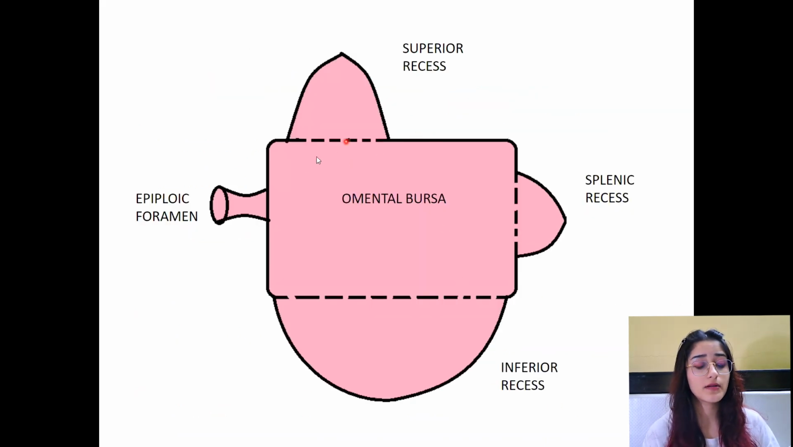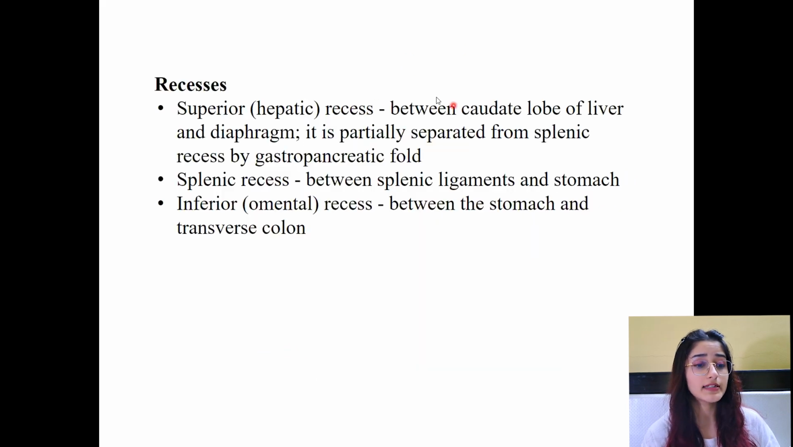Now this is the basic diagram to represent the lesser sac, and you can see it has these pouches or recesses. I told you that on the left side we had spleen and there is a splenic recess. On the superior side we have superior recess, an inferior recess, and epiploic foramen through which it communicates with the greater sac. And here are the recesses and more detail about it if you want to remember.